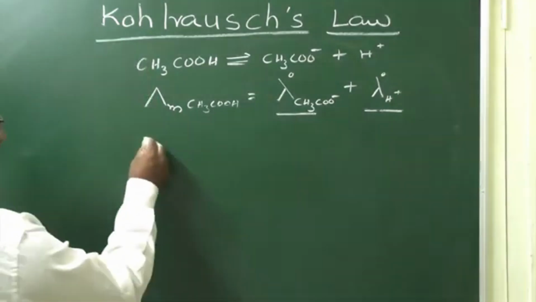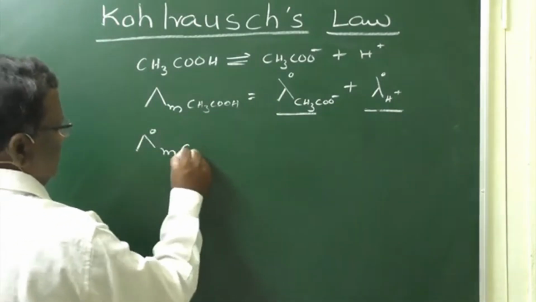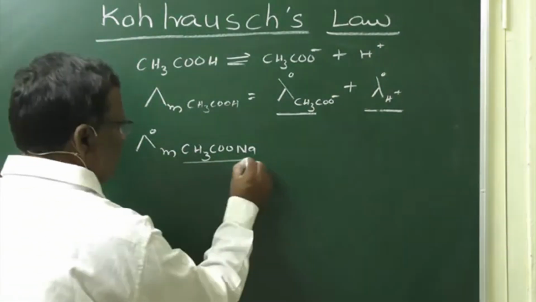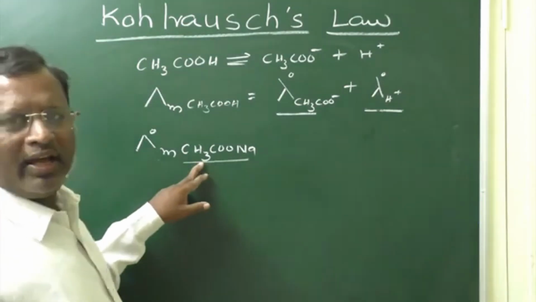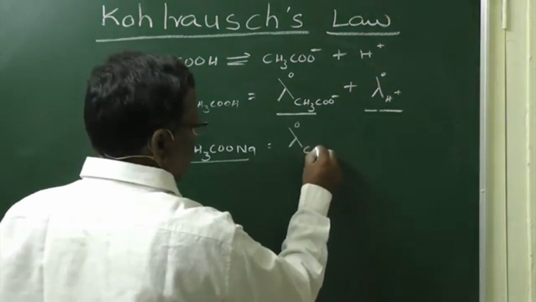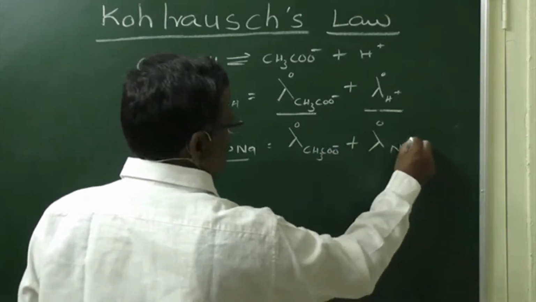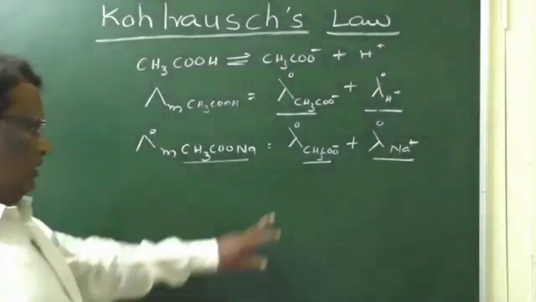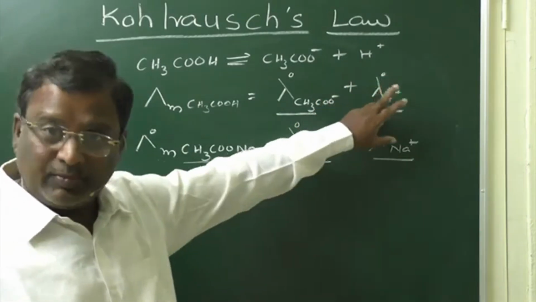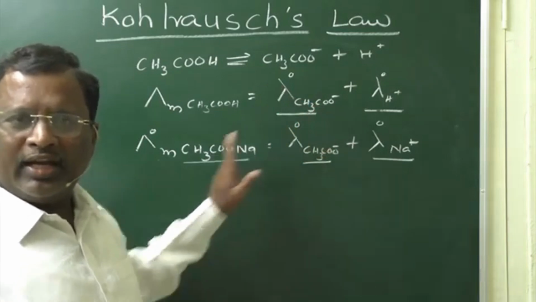For example, we have a salt like CH3COONa. Since it is a strong electrolyte, it is completely ionizable. So we can determine the limiting molar conductivity of sodium acetate. In that way you can calculate CH3COO minus plus Na plus. So you are able to calculate the limiting molar conductivity of acetate ion and Na plus ion. You cannot determine the limiting molar conductivities of acetate ion and H plus ion from CH3COOH. But the acetate ion's limiting molar conductivity can be calculated from sodium acetate.